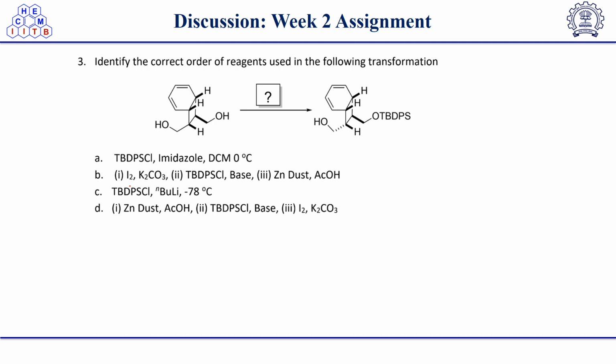And our next question was the correct order of reagents used in the following transformation for the selective protection of one of the hydroxyl groups using TBDPS. So here, due to the selectivity issue, first was iodolactonization, then protection, and then using zinc dust and acetic acid, opening of that lactone ring and removal of iodine. So this is the correct answer, option B.